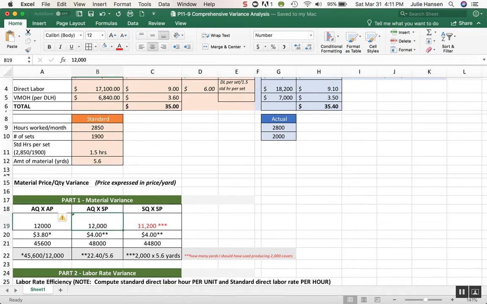So then I take my 12,000 times my $4 and I come up with $48,000. So then the price variance is simply the difference between $45,600 and the $48,000.